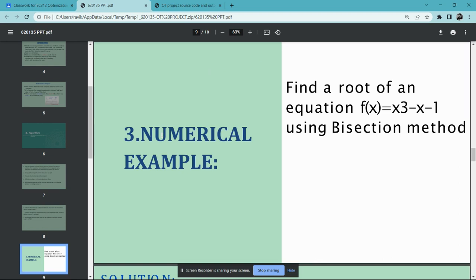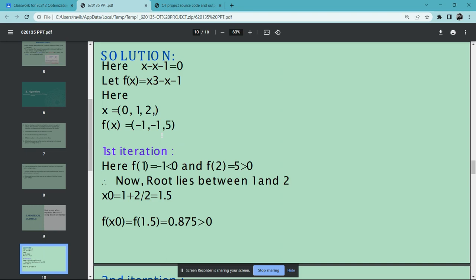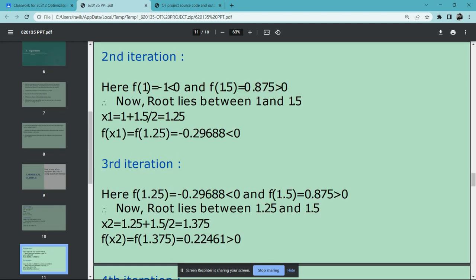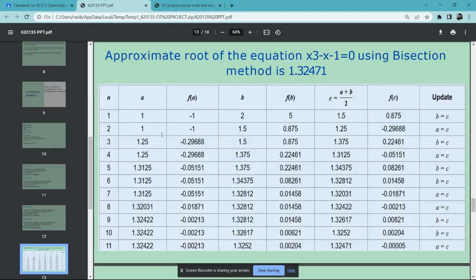Here is a numerical example with the given f(x) = x^3 - x - 1. Consider the initial values of x as 1 and 2, and the f(x) values are -1 and 5. We should perform the iterations. Here I have performed up to 5 iterations, and in the 11th iteration we get an optimal solution. With c = (a + b)/2, in the 11th iteration we got the value 1.3247.